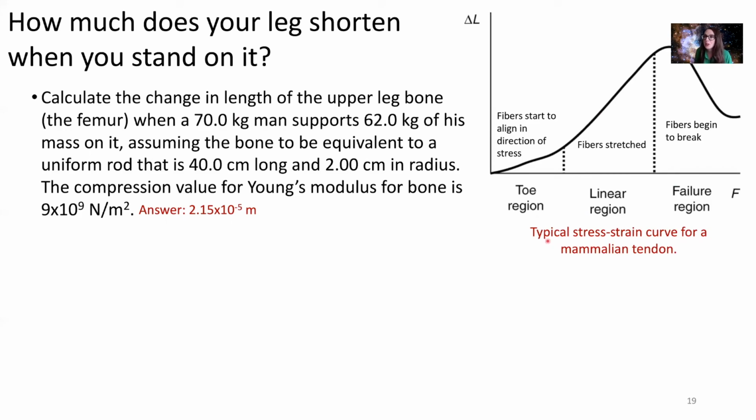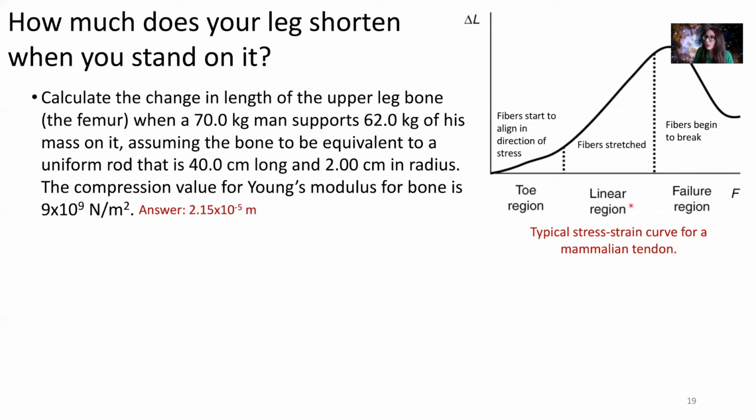Before we do that, I want to show you the stress strain curve for a typical mammalian tendon. So here we've got the force applied on the horizontal axis, and then we've got the amount that the tendon is stretched. And this would be the force applied to the tendon. There's a region that you call the toe region, where the fibers start to align in the direction of stress. So you're applying a little bit of force, a little bit of tension, and over the toe region, the fibers within the tendon start to align with the direction of the applied tension.